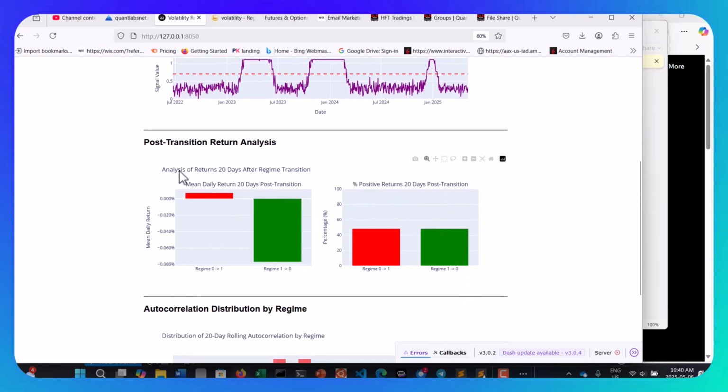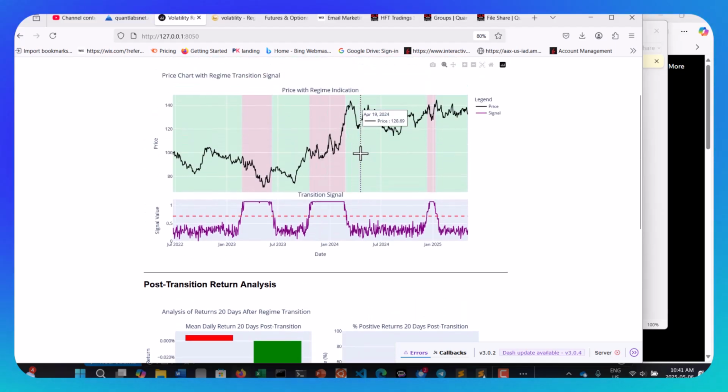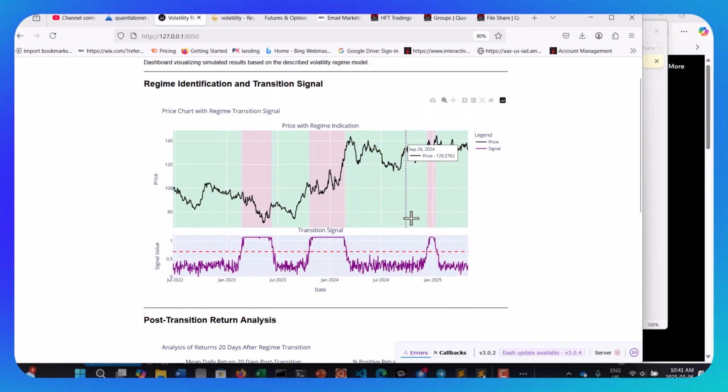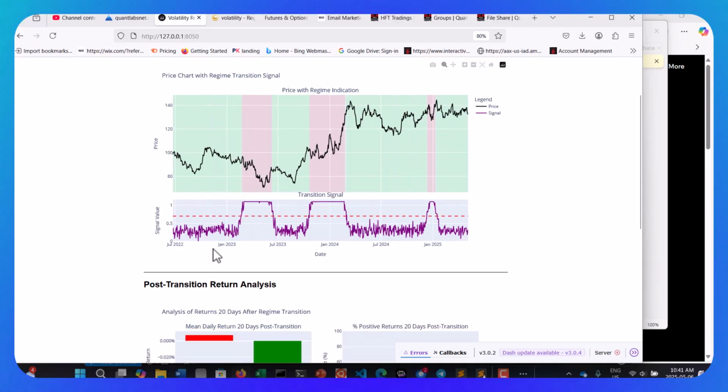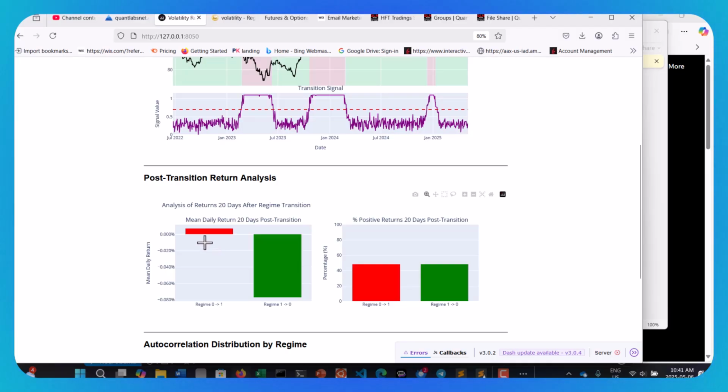So we can also look at our post-transitional return analysis. We have two plots here, the average return 20 days after a regime transition. And a lot of times these regimes will change without you knowing it. That's why you need to generate signals for when to trade and when not to trade.